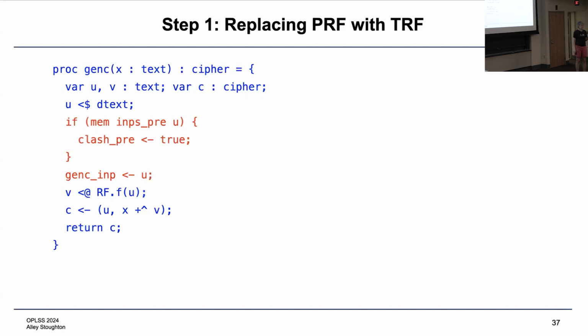Yes? So are we assuming there has to be a one-to-one correspondence between the U's and the... No, we're not. Each time we do encryption, it involves sampling a random U. They're all independent. They might be the same, they might not be.